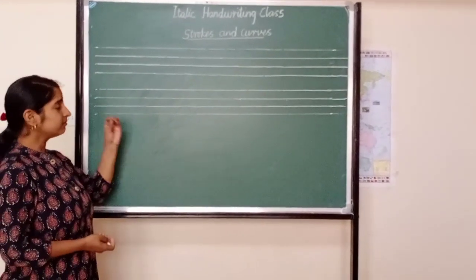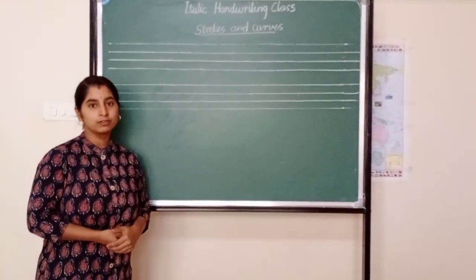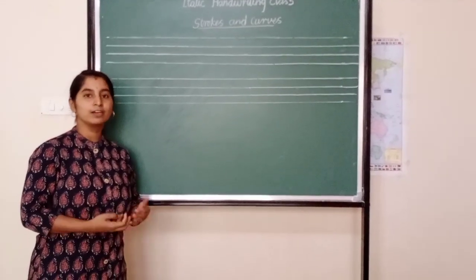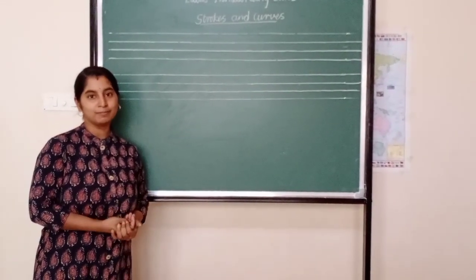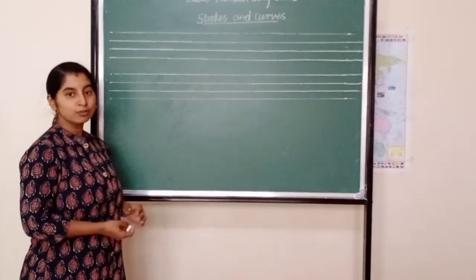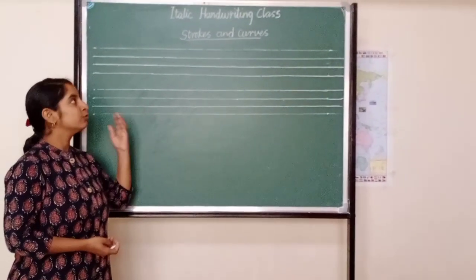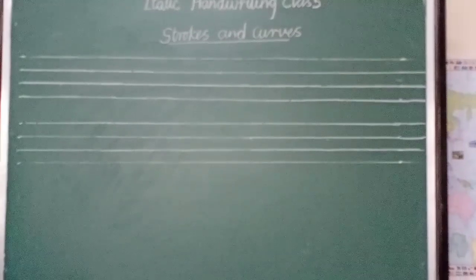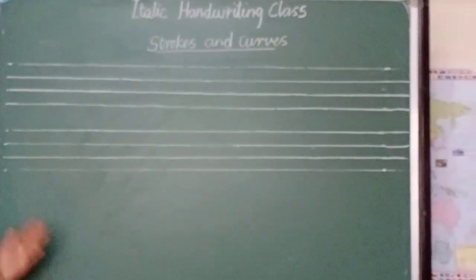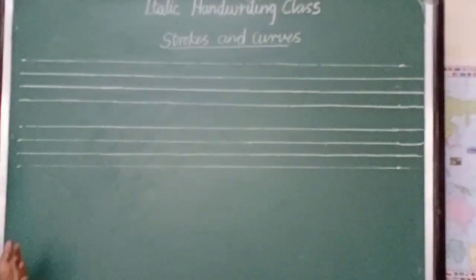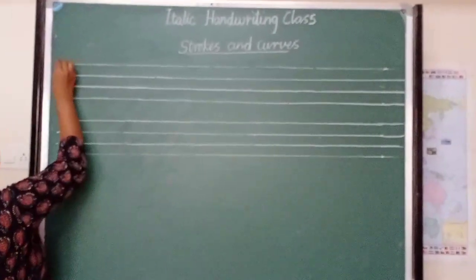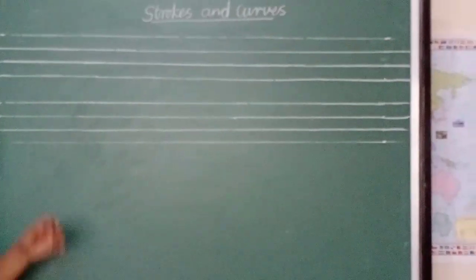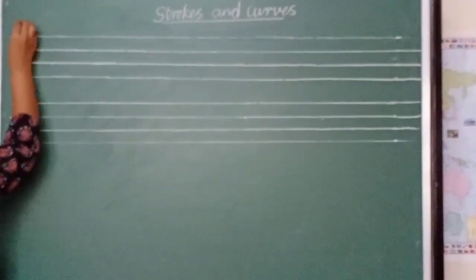Before that, we need a 4-line book. You people used to write in it when you were in nursery. That 4-line book is very important to write italic handwriting. First, we should know the names of the lines. Just as we have names, these lines also have their own names. The first line, the red line in the book, is called the ascending line.